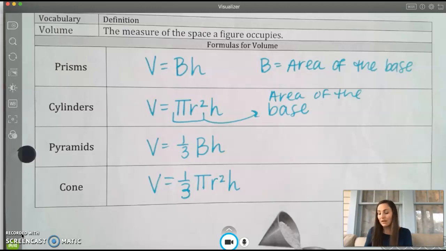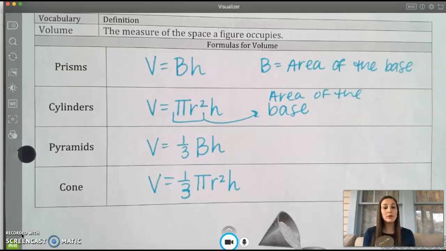So let's say I have this candle right here, and with my candle, I want to paint it. If I were going to paint my entire candle, all around the top and the bottom and around the sides, I would be looking at surface area because I'm covering it. But if I was looking for how much wax actually fills the candle, I'm looking at volume. I'm seeing how much wax actually goes into the candle.